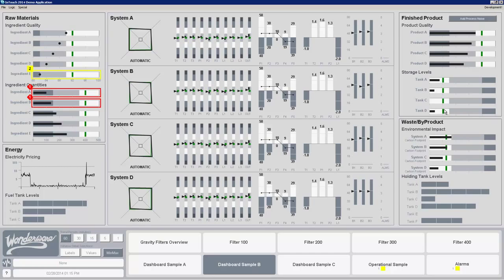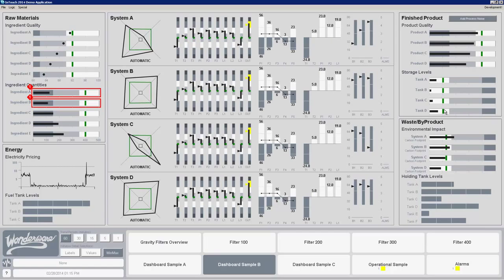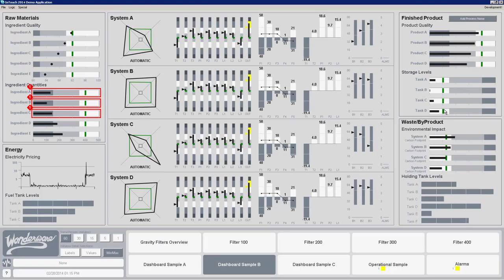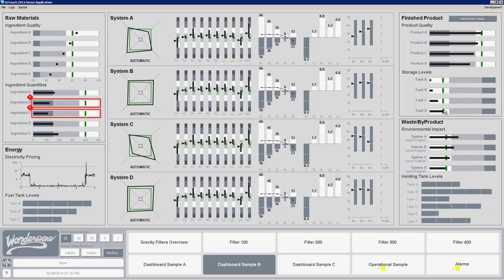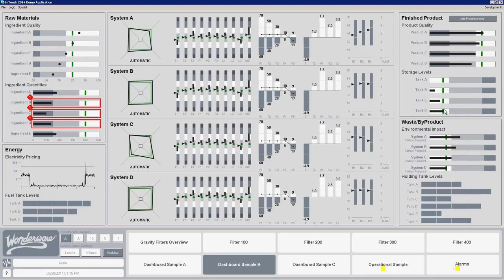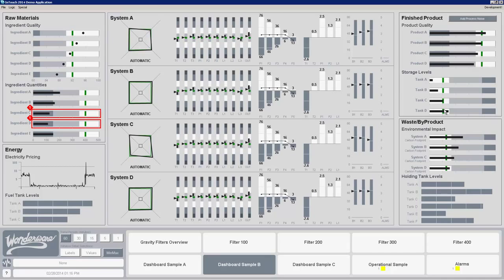Sometimes that waste could be off-spec product, but in this particular case, I'm using examples of environmental impacts. So maybe there's some carbon footprint, or maybe I have a sustainability program within my organization, and I want to know if I'm impacting the sustainability metrics that I have for my system. As well as if I'm creating waste, if waste is a normal byproduct of my process, do I have places to hold it? Do I have available storage to hold the waste?